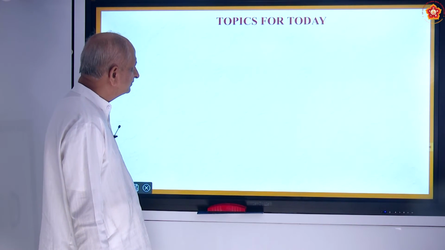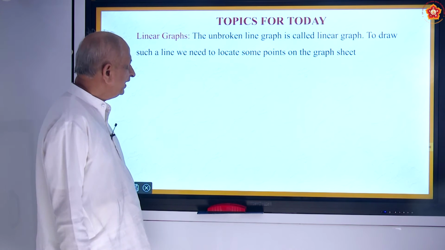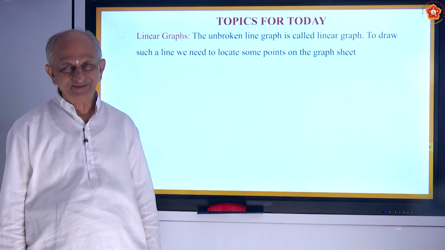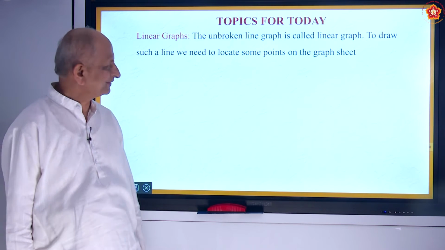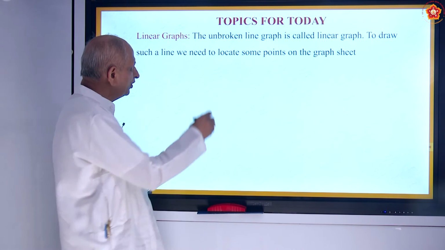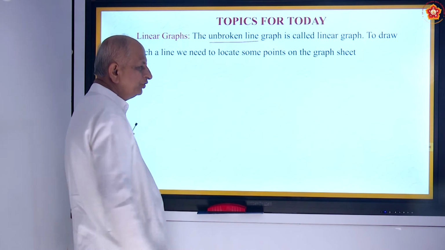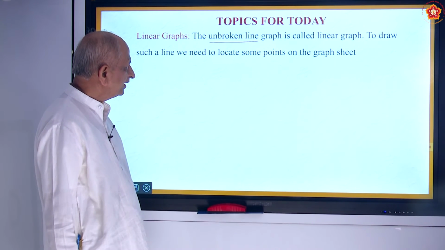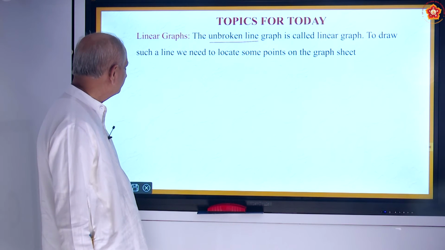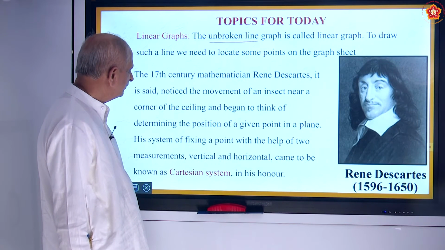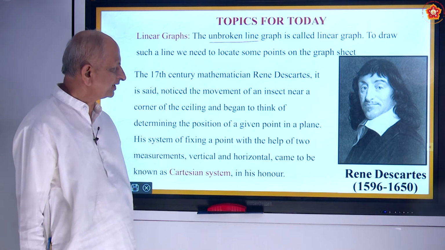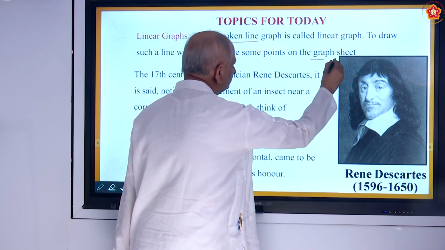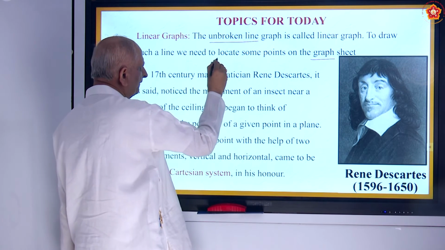Now we will see today's topic: linear graphs. Linear means what? Graphs with lines. Unbroken lines. So far you have been seeing broken lines also. An unbroken line graph is called a linear graph. To draw such a line, we need to locate some points on the graph sheet. So you must have a graph sheet, and in that you have to locate some points.